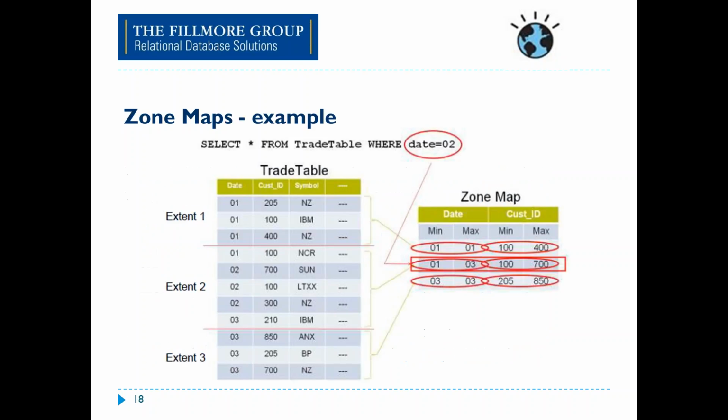So an example from a zone map: I have a zone map built on date and customer ID, and so I can see that extent number 2 covers a range of dates from 01 to 03. Well, my predicate is date is equal to 02, so I know that I only need to look at extent number 2 to retrieve the data that will qualify for the where clause predicate that I've specified. So I can completely eliminate having to read the other extents.